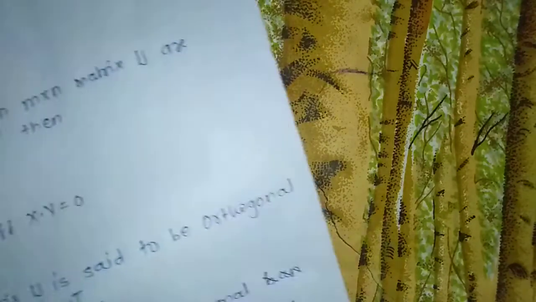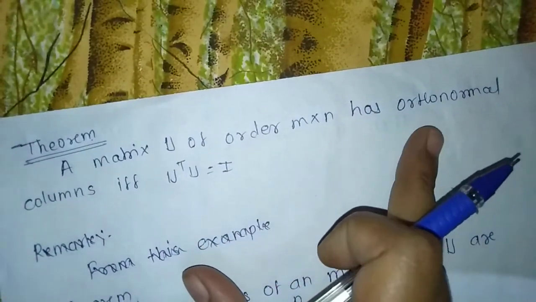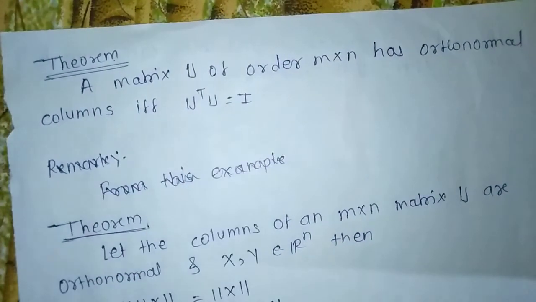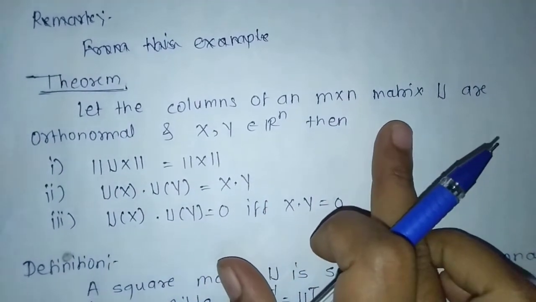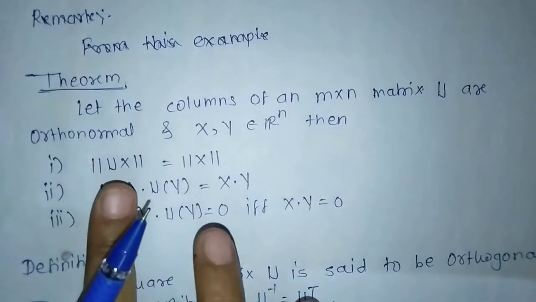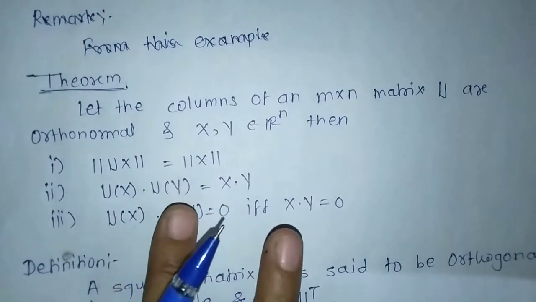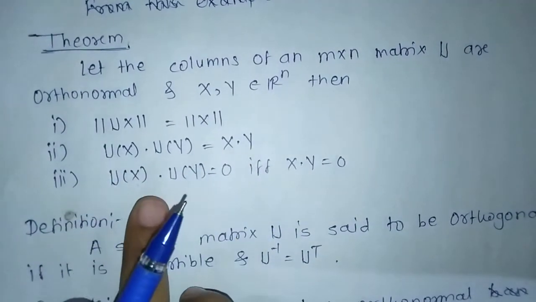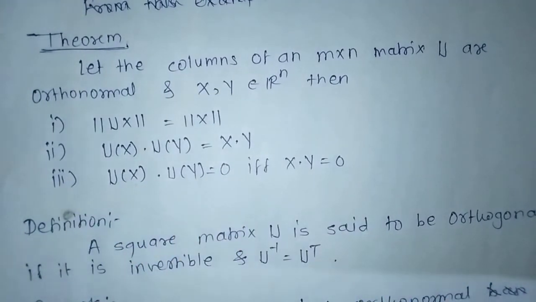Next theorem. A matrix U of order m by n has orthonormal columns if and only if U transpose times U is equal to identity. Next theorem: let the columns of a matrix U be orthonormal and x, y belong to R^n. Then first, the norm of Ux is equal to the norm of x. Second, Ux dot Uy is equal to x dot y. And third, Ux dot Uy is equal to 0 if and only if x dot y is equal to 0.